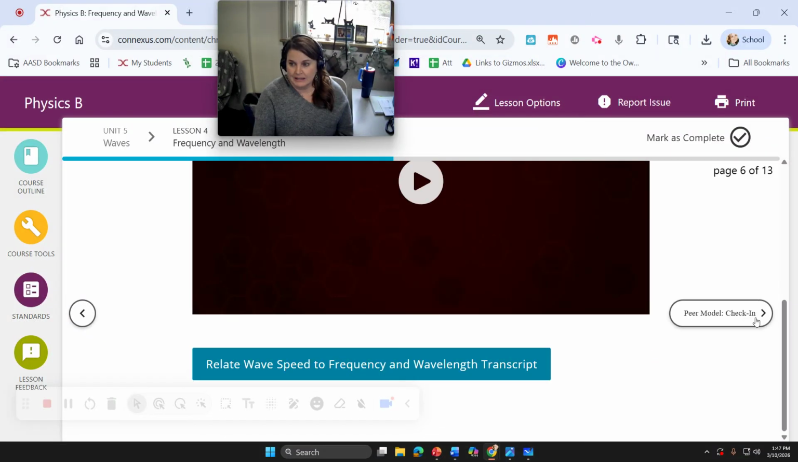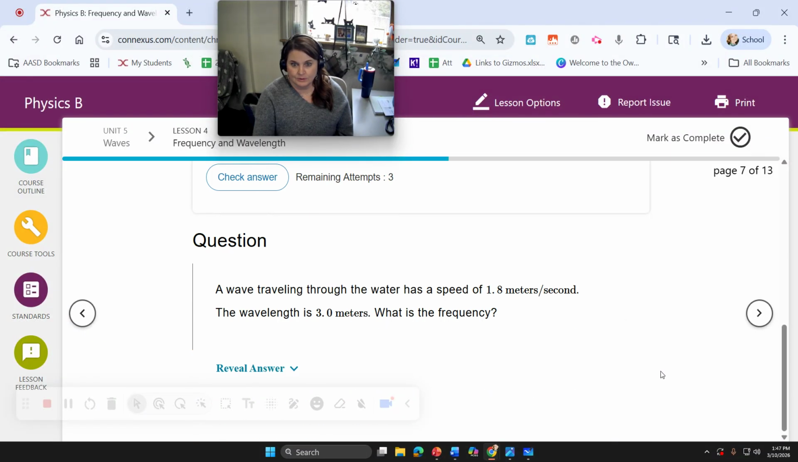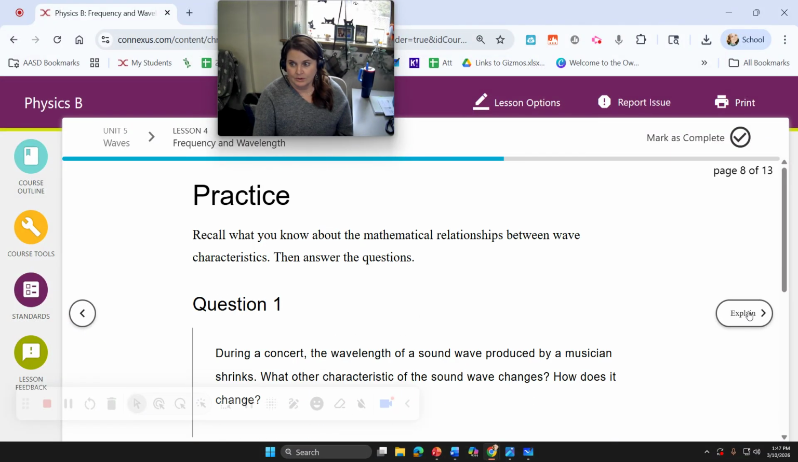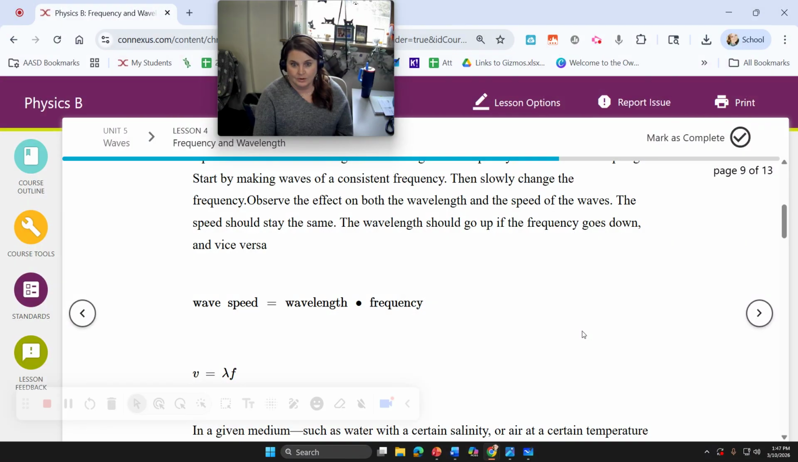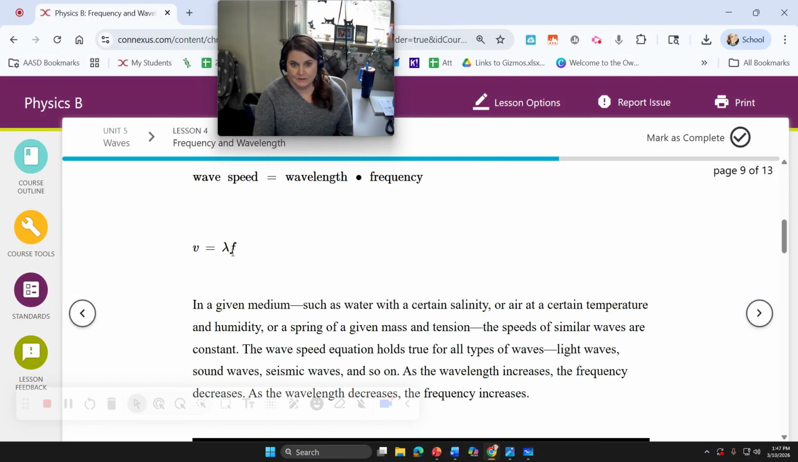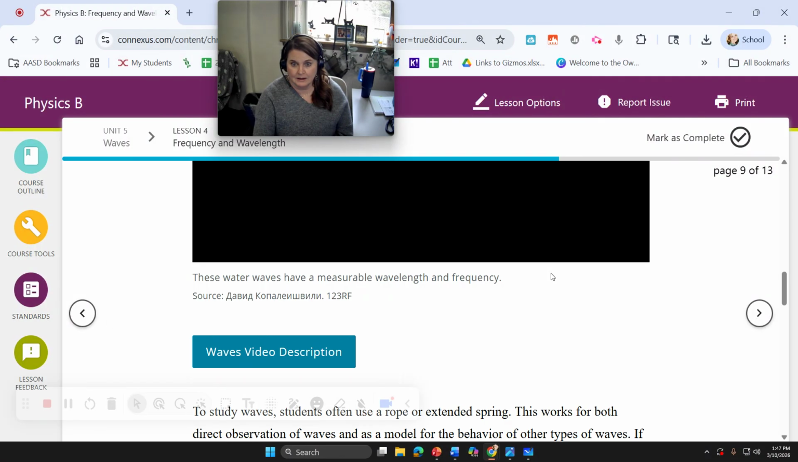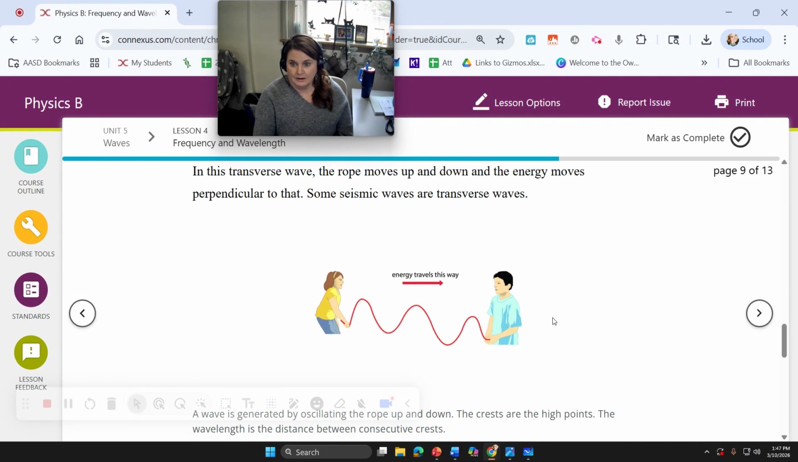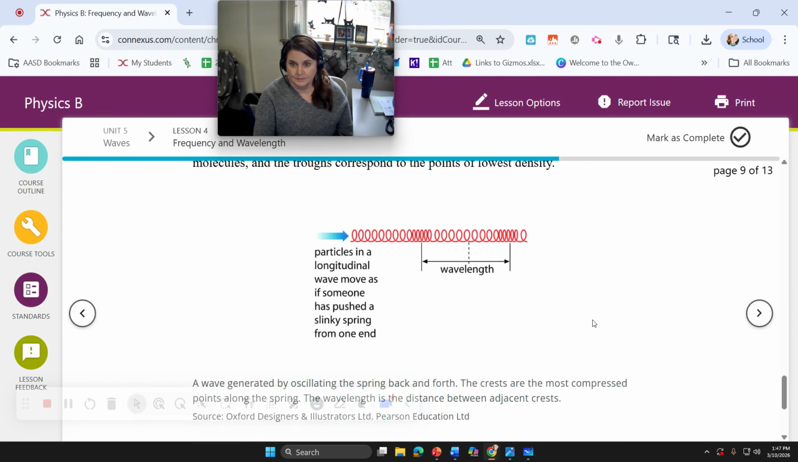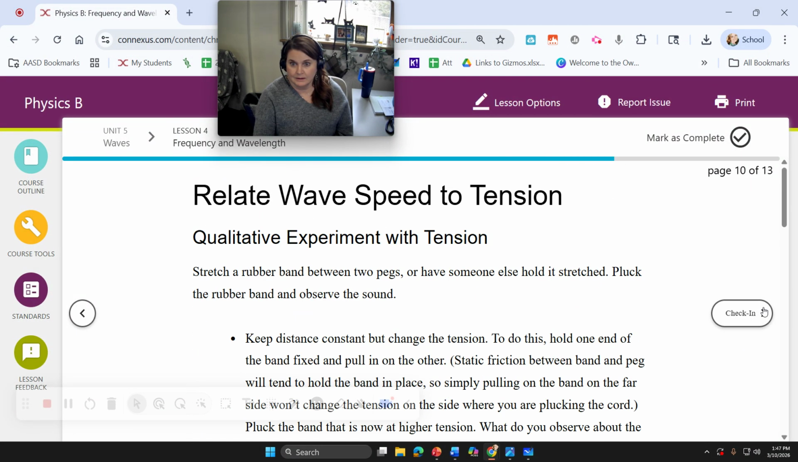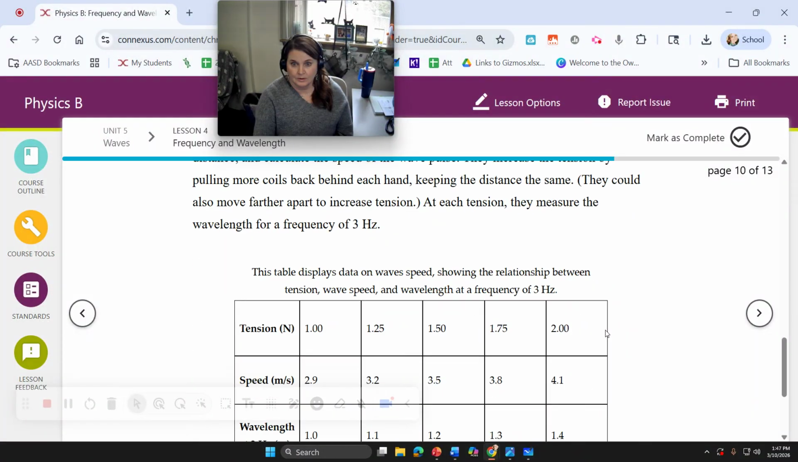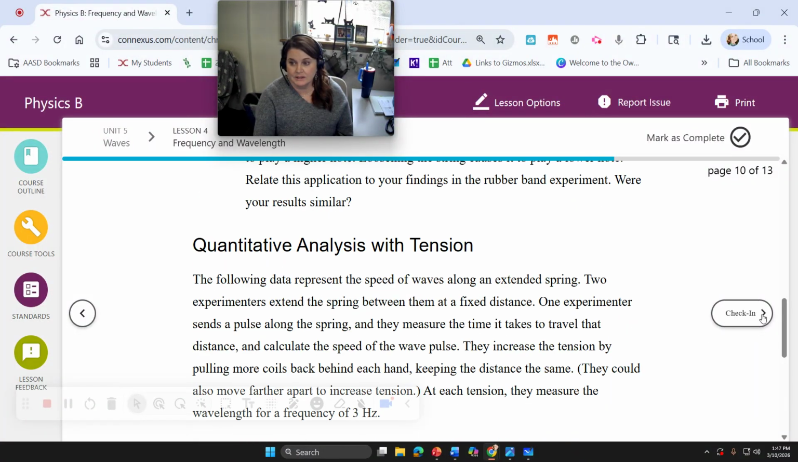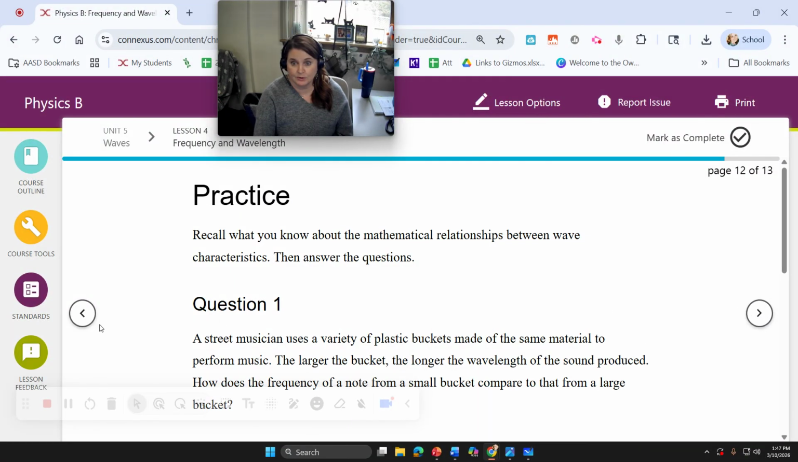I'm just seeing if there's anything else that I need to go through. Velocity is frequency times wavelength. I think nothing new there. Okay, it looks like these are just some practice problems to work through. That's pretty much the only new concept in this section.